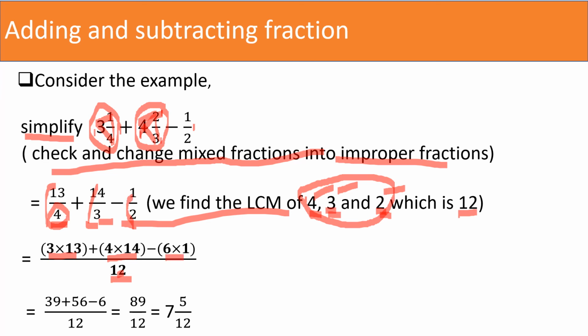So 3 times 13 will give 39. Then 4 times 14 will give us 56. Then 6 times 1 will give us minus 6. It's all over 12. Don't forget the 12. So when we now add, 39 plus 56 minus 6 will give us 89 over 12. So we now have to reduce it.